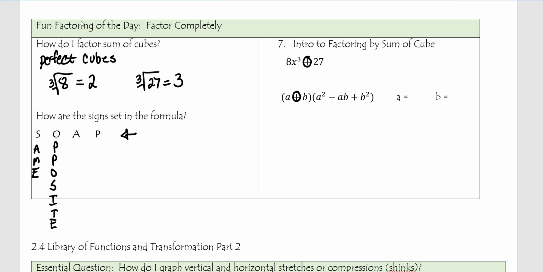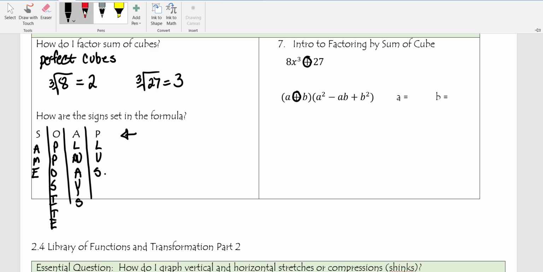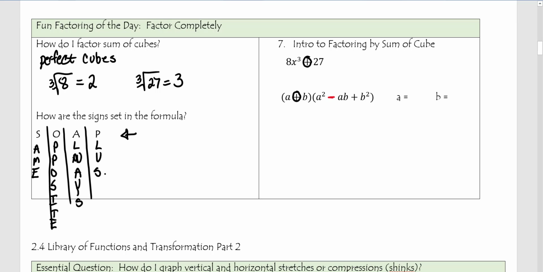And then the last one is always plus. Okay, so that helps me remember what the signs are. So let's go back and look at it. So here's same, and opposite, and then always plus. Okay, so if you can remember that, the formula will come a lot faster.